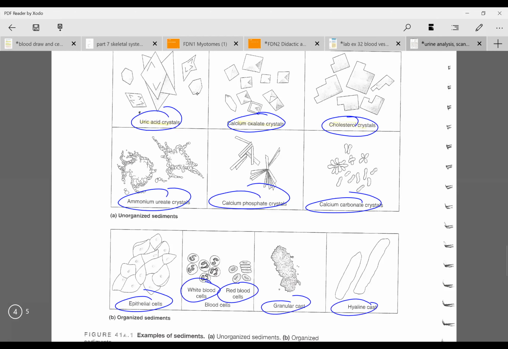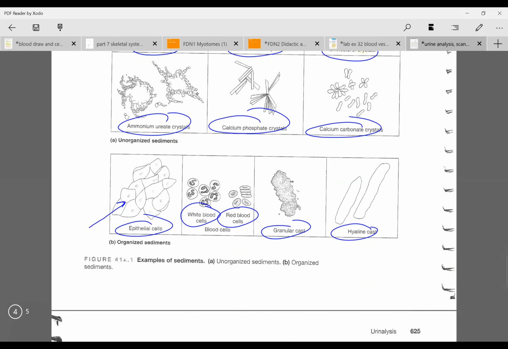So tissue that should otherwise not be found in the urine, right? So think about the urinary bladder, the ureters, all that is made of a type of epithelium, right? And so if they're shedding because something's going on, I mean, that's not good. So they can look for that under a microscope.